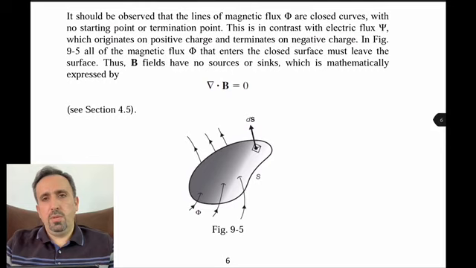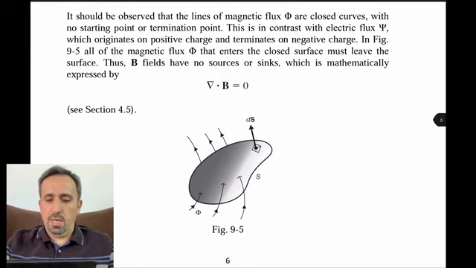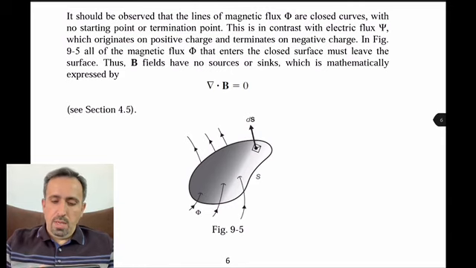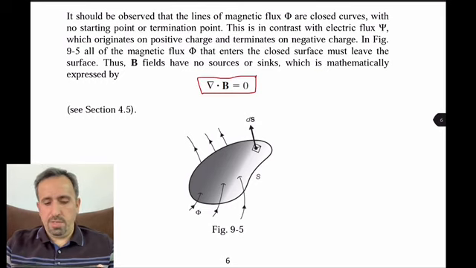Something very important, mathematically and physically, will be discussed here. It should be observed that the lines of magnetic flux phi are closed curves. This is in contrast with electric flux phi. Let's first talk about its mathematics, then we will discuss it physically.